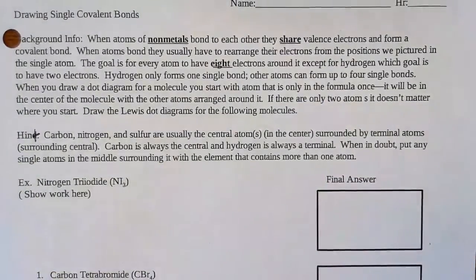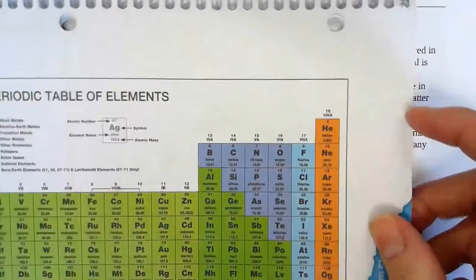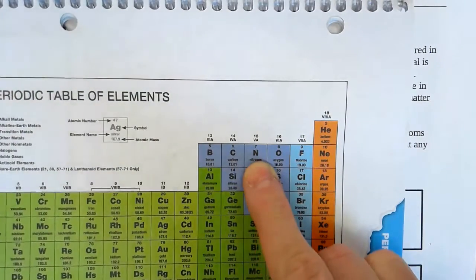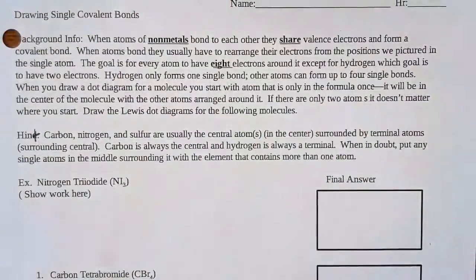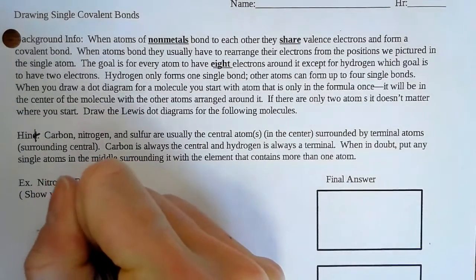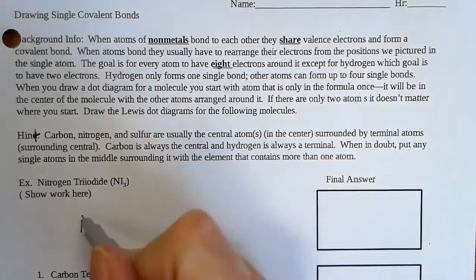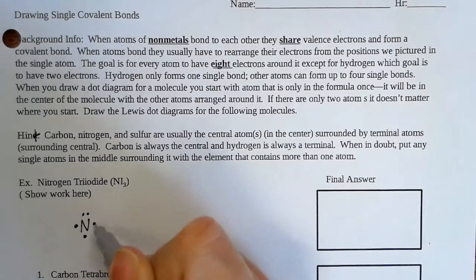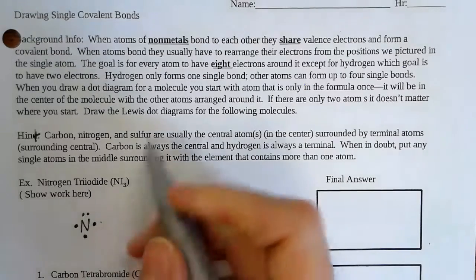Now, nitrogen, if I look at my periodic table, is in group 5A. So that means it has 5 valence electrons. So I'm going to draw my nitrogen here, the symbol, and its 5 valence electrons. Notice it's got 3 locations here to form a bond. It's these 3 locations that I'm going to put my iodine.